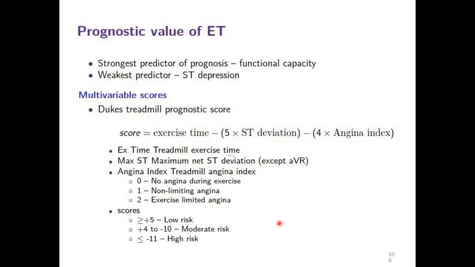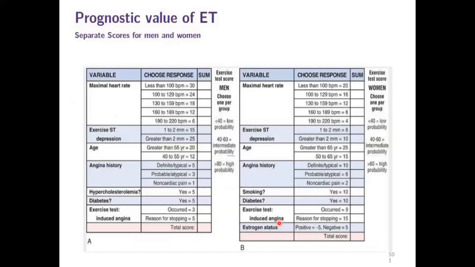The angina index can be graded as 0, 1, or 2: either there's no angina during exercise, being 0, or 1 when there's non-limiting angina, or 2 when there's exercise-limiting angina. By the time you calculate this and you have a score of greater than or equal to 5, the patient is said to be low risk, with good functional capacity. When it's plus 4 to minus 10, that means it's decreasing backward, and it's moderate risk. Less than or equal to minus 11, the patient is considered high risk.